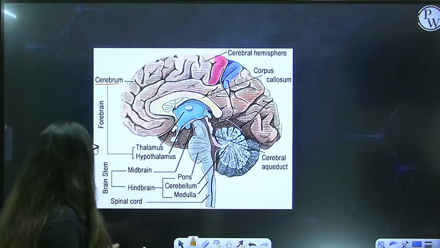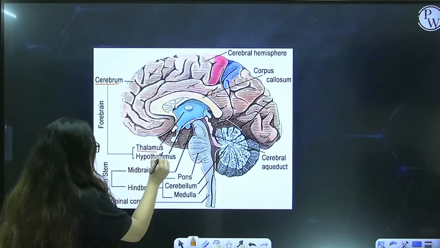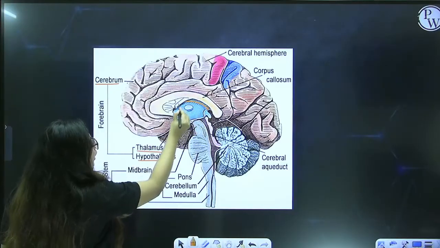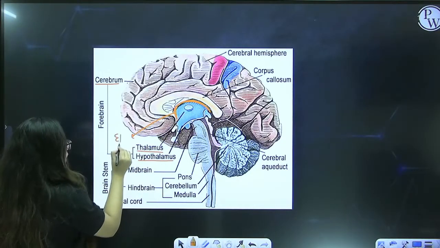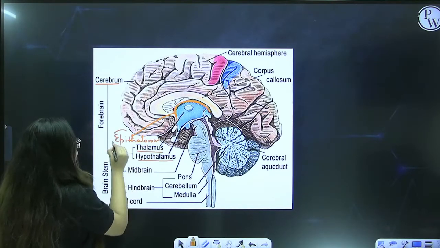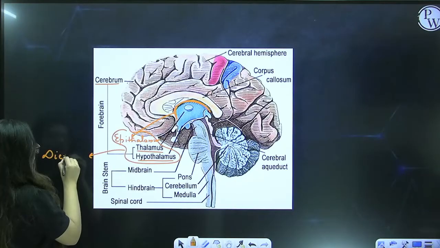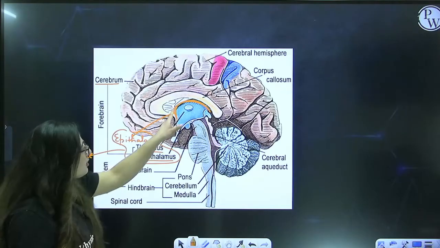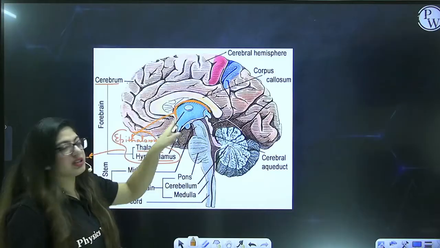And then we have the diencephalon, and the diencephalon is made up of three portions. One is the thalamus, the other is the hypothalamus, and then this portion here is the epithalamus. These three structures are collectively known as the diencephalon. What are they known as? Diencephalon, right? So if you can see, this portion is the epithalamus, the center is the thalamus, and down this portion is the hypothalamus.